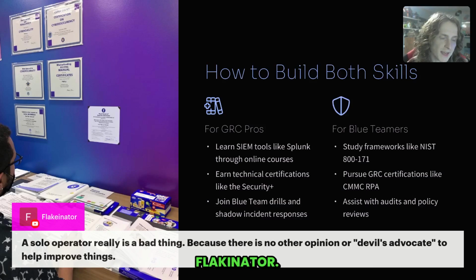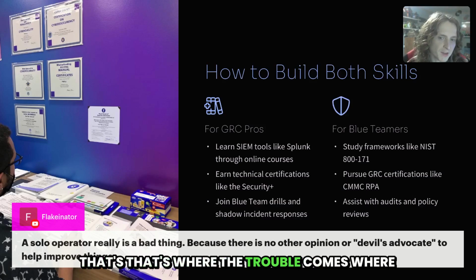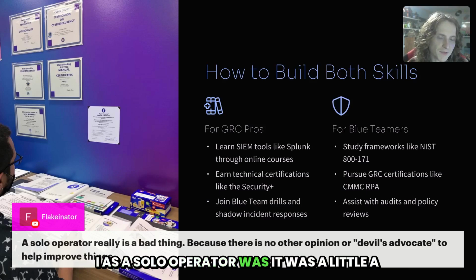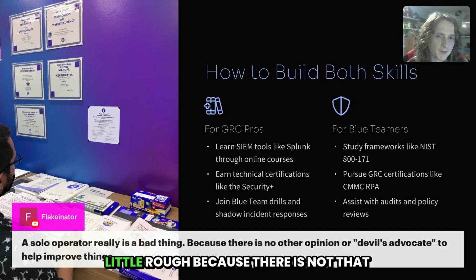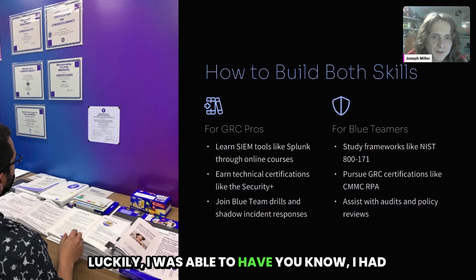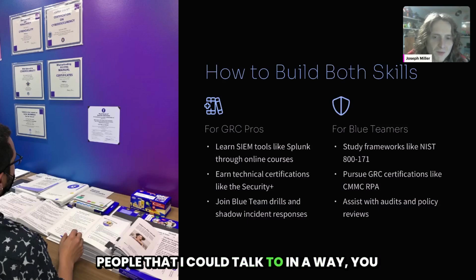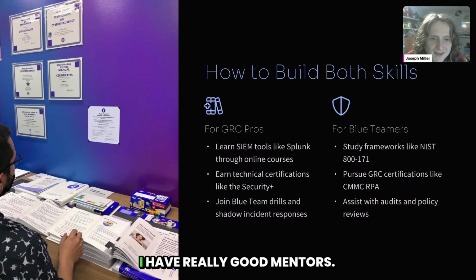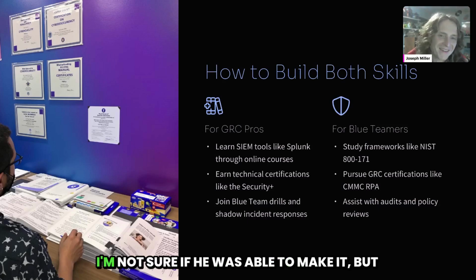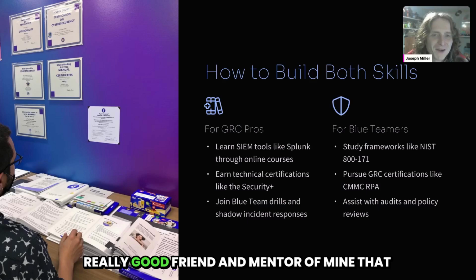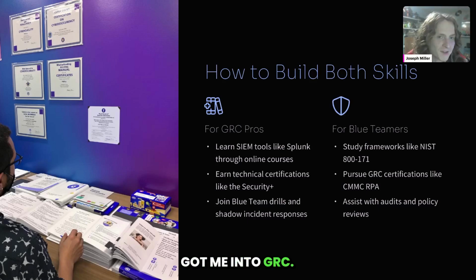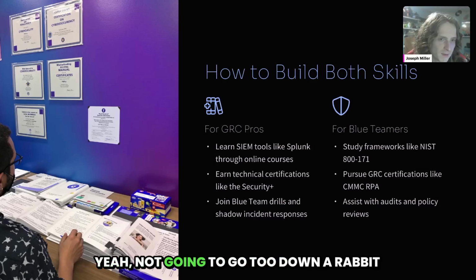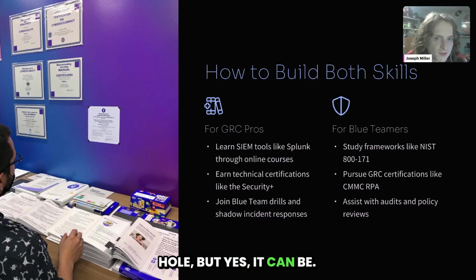And Flakinator, yes, I completely agree. That's where the trouble comes, where I, as a solo operator, it was a little rough because there is not that person. Luckily, I had people that I could talk to in a way, obviously obfuscating what I'm saying, but asking for opinions. I have really good mentors. I'm not sure if he was able to make it, but a really good friend and mentor of mine that got me into GRC. Not gonna go down that rabbit hole, but yeah, you gotta have help. It's hard.